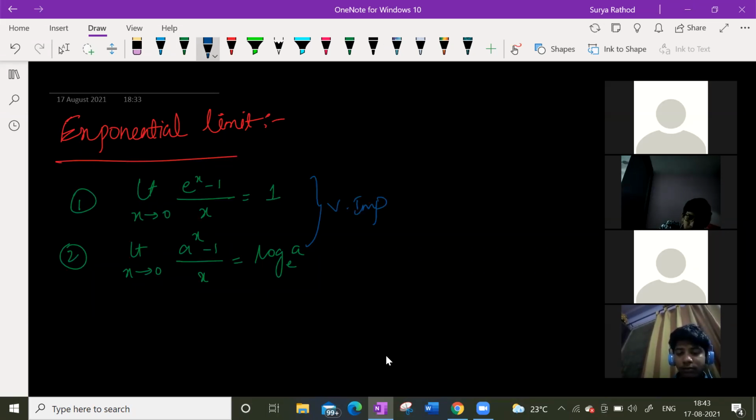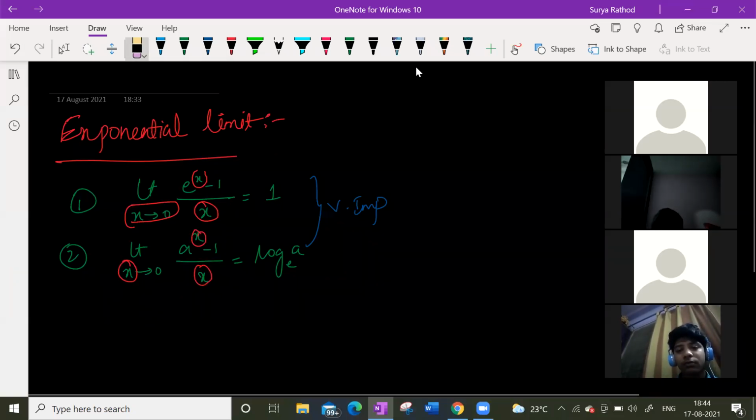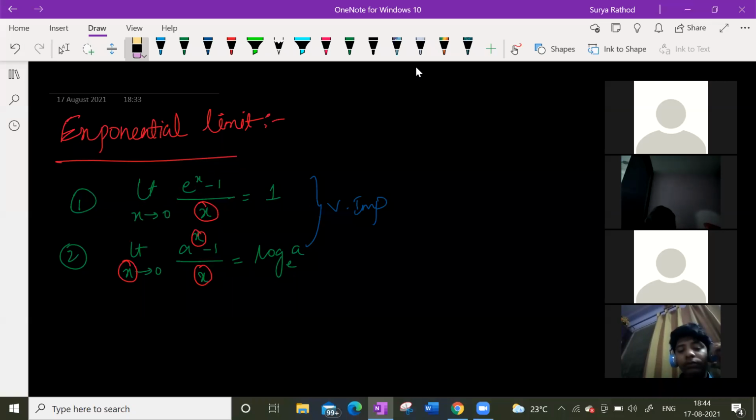Very important. Now, basically, what to do here? Listen to me carefully. Here x tends to 0. Here also x, here also x. So wherever I'm marking, wherever I'm making a circle, that should tend to 0. Clear? Is that clear with everyone, guys? Yes, sir.